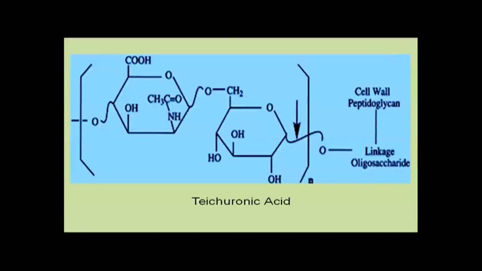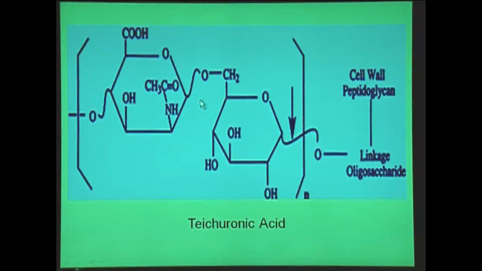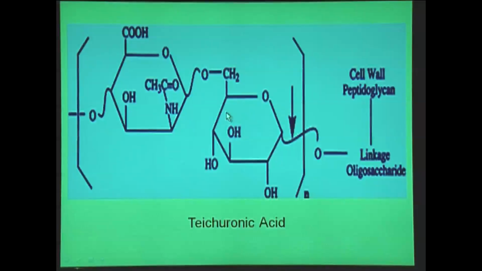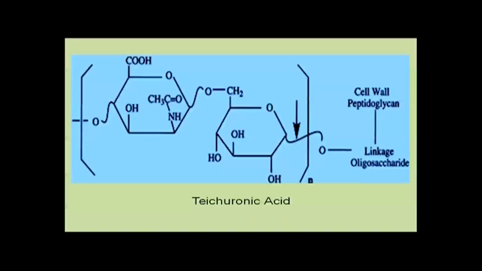Now, coming to another derivative of teichoic acid, which is the teichuronic acid. This teichuronic acid has sugar residues with 1,6 glycosidic linkage, and they also impart stability to the bacterial cell wall. But apart from this particular function, they help in magnesium uptake by the cell wall, and also they help in the binding of the cell wall with the inner membrane in gram-positive bacteria.